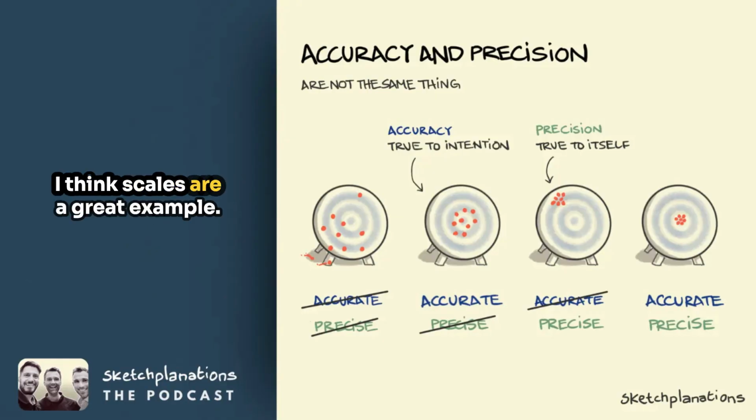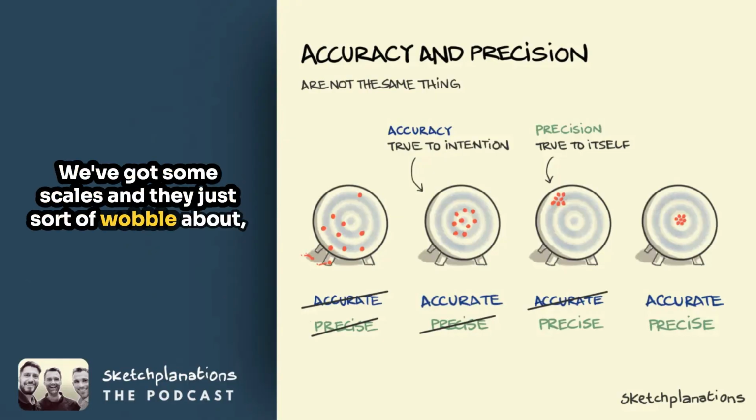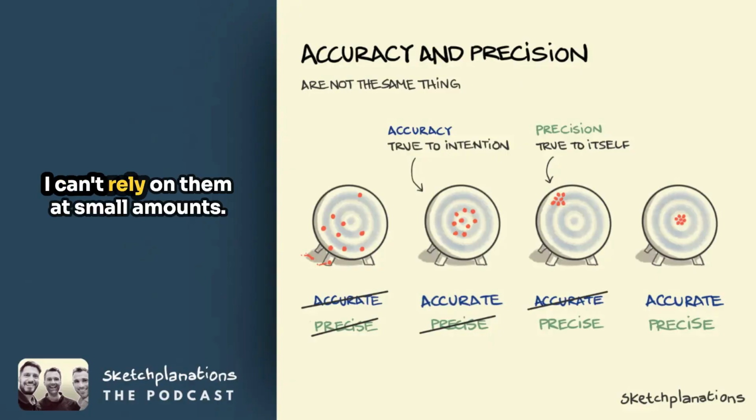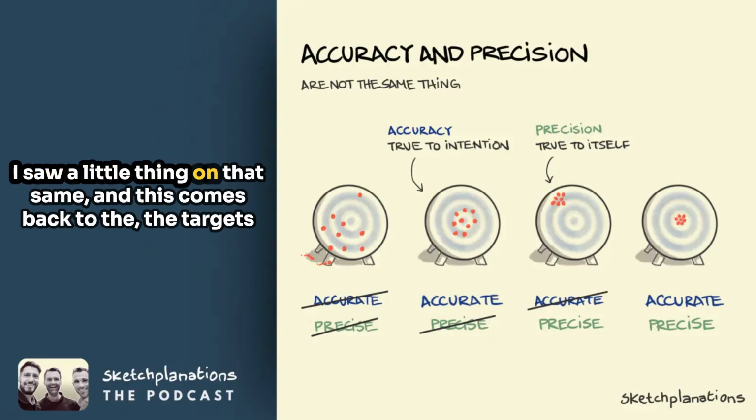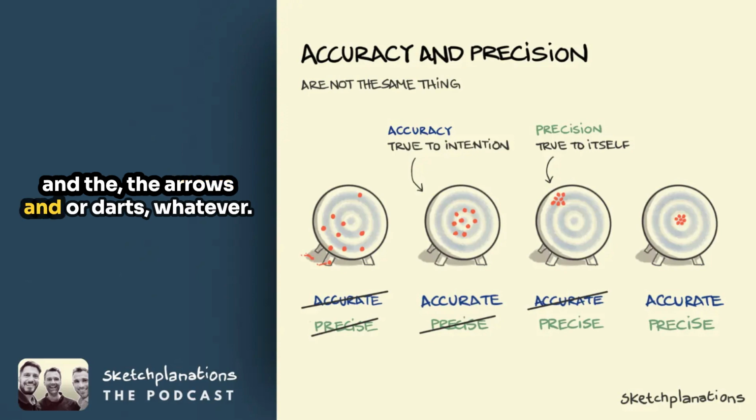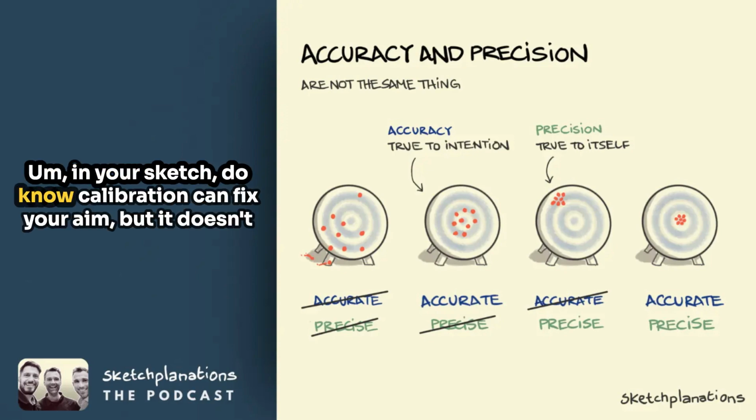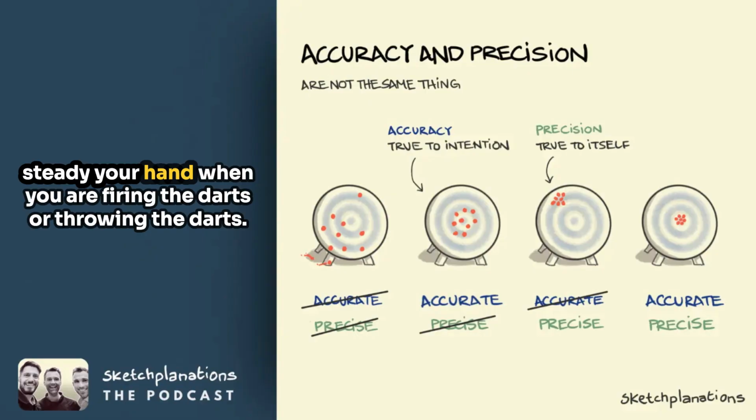I think scales are a great example. We got some scales and they just sort of wobble about. You can't rely on them at small amounts. I saw a little thing on that, and this comes back to the targets and the arrows or darts, whatever, in your sketch, Jono. Calibration can fix your aim, but it doesn't steady your hand when you're throwing the darts.